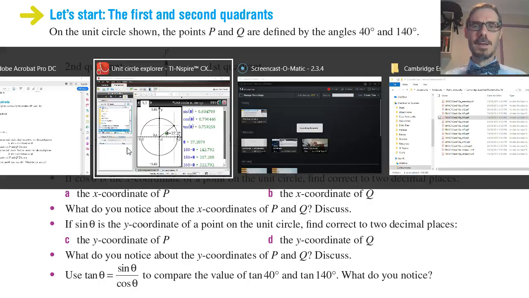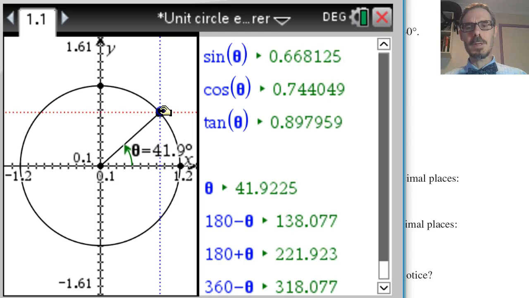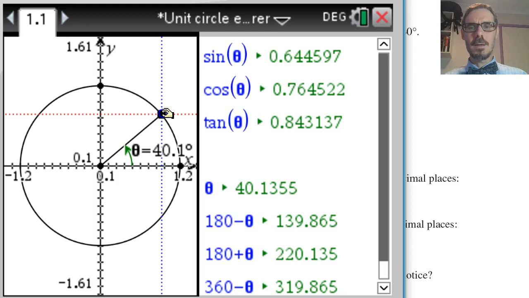Let me go and have a look at that. So, it doesn't really matter what angle I choose, but let's have a look at 40 first. So somewhere around 40 degrees, doesn't matter if I'm not exact. Okay, 40 degrees. The x-coordinate is 0.76. And 180 minus that 40 is 140. Should have the same y. I didn't look at the y, did I? Y was 0.64 and x was 0.76.